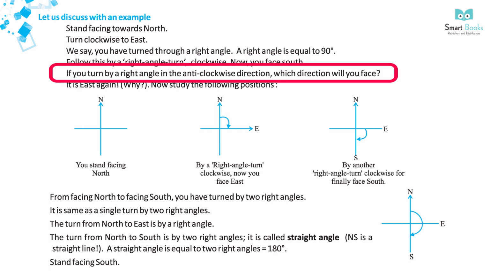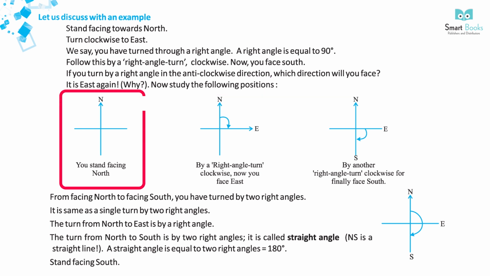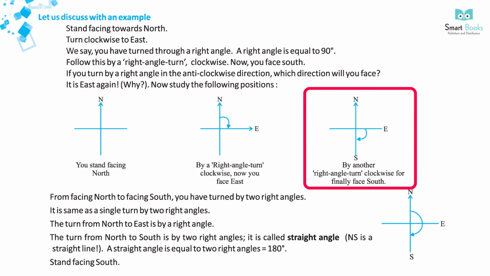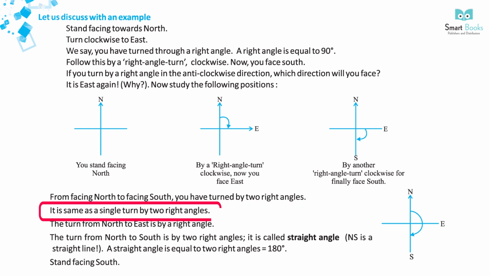If you turn by a right angle in the anti-clock direction, which direction will you face? It is east again. Why? Now study the following positions. You stand facing north. By a right angle turn clockwise, now you face east. By another right angle turn clockwise you finally face south. From facing north to facing south, you have turned by 2 right angles. It is same as a single turn by 2 right angles.